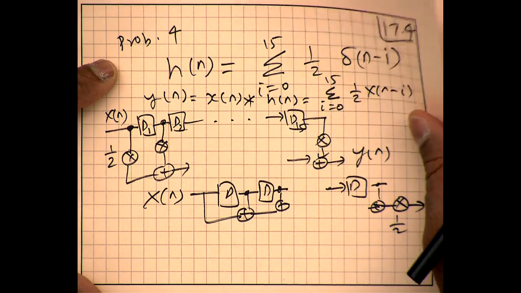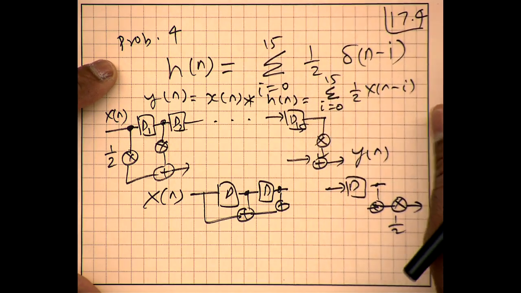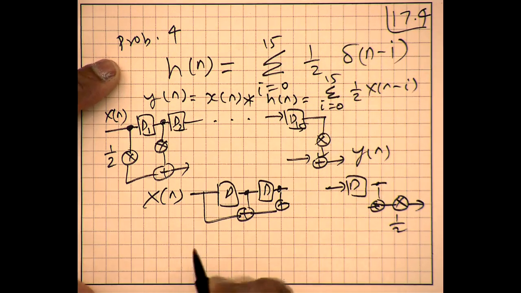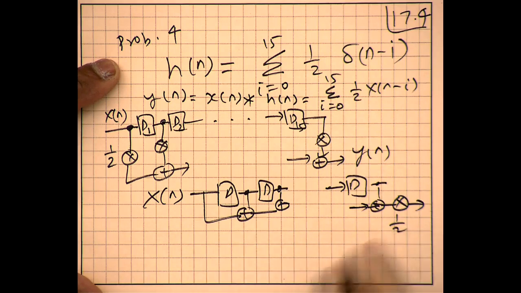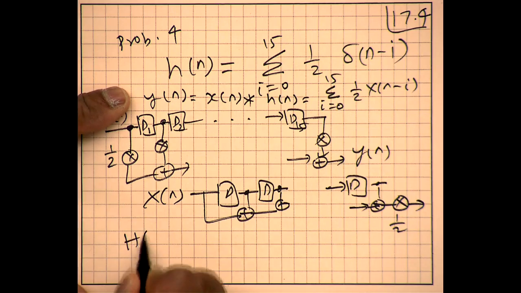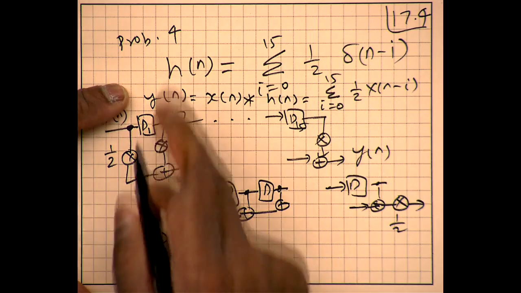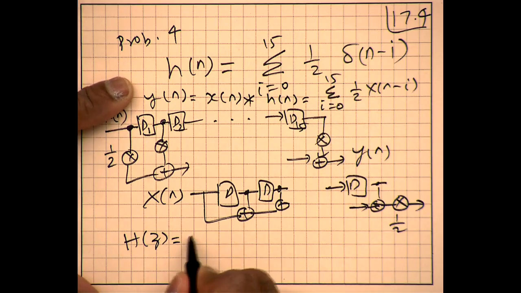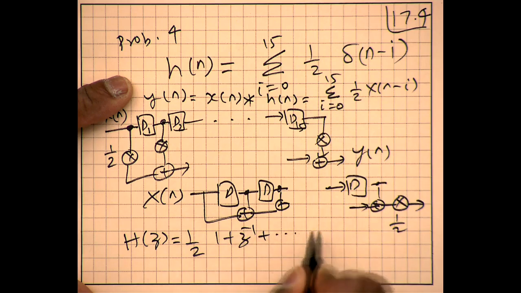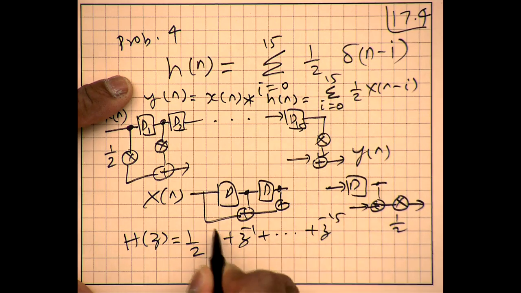Okay, so that is another good question. Whenever you talk about canonic property, in this case, the structure here using one multiplier is multiplication canonic. Now, if you want to reduce the number of state variables, if you look at what H(z) is, so go to the z transform, that's going to be half times 1 plus z to the power minus 1 all the way up to z to the power minus 15.